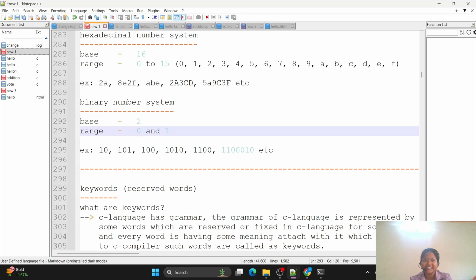Then binary number system, here the base is 2 and the range is 0 and 1. I think everybody has this idea, no? 0 and 1 are the binary numbers. These all are binary numbers.